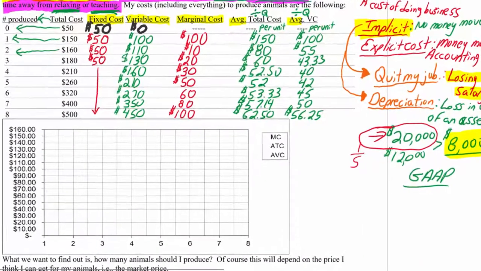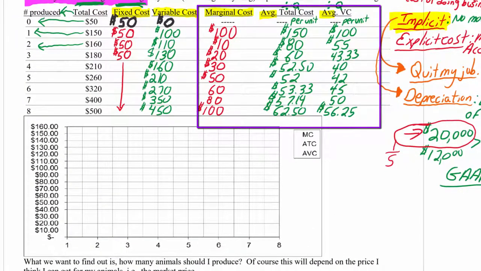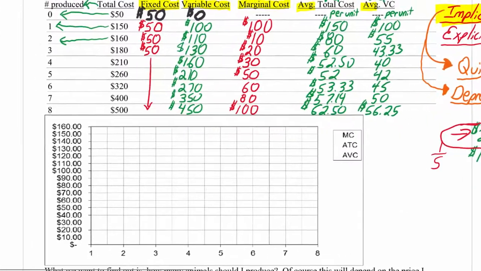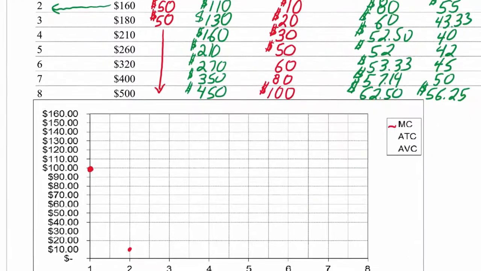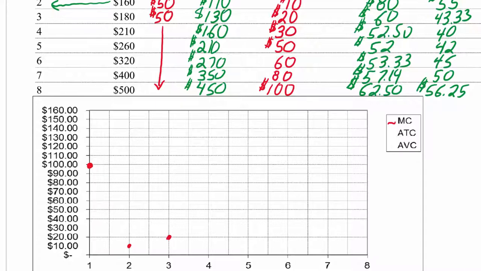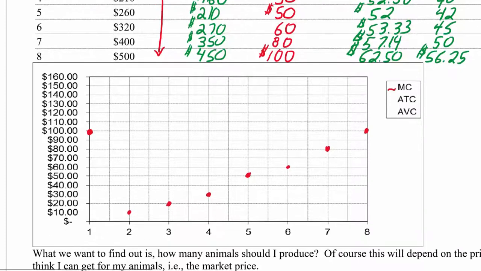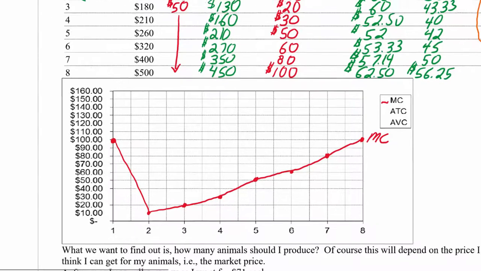It's going to be very common to graph these last three columns, the marginal cost, the average total cost, and the average variable cost, because those are ones that really help us with deciding what we should do as a business. So let's graph these really quickly, starting with the marginal cost. I'll do in red here. So 100, 10, 20, 30, 50, $60 for the sixth unit. It costs $80 for the seventh unit, and it costs $100 to produce the eighth unit. And we just connect all those together. Marginal cost. So let's just keep track of how much each additional unit costs as we produce it.